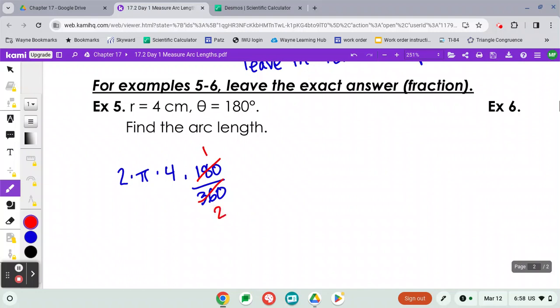At this point, though, I hope you see that we have a 2 here at the front and a 2 at the bottom, right? Those will cancel out. So I'm actually going to be able to reduce this just to be 4 pi centimeters. Okay. That'll be my final answer. And we can leave it like that because it wants the exact answer. Now I know up here it says fraction. Technically, this would be over 1.